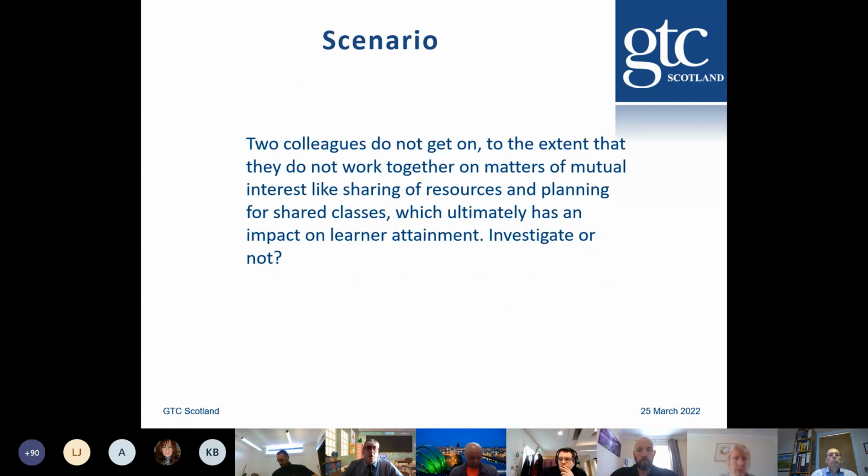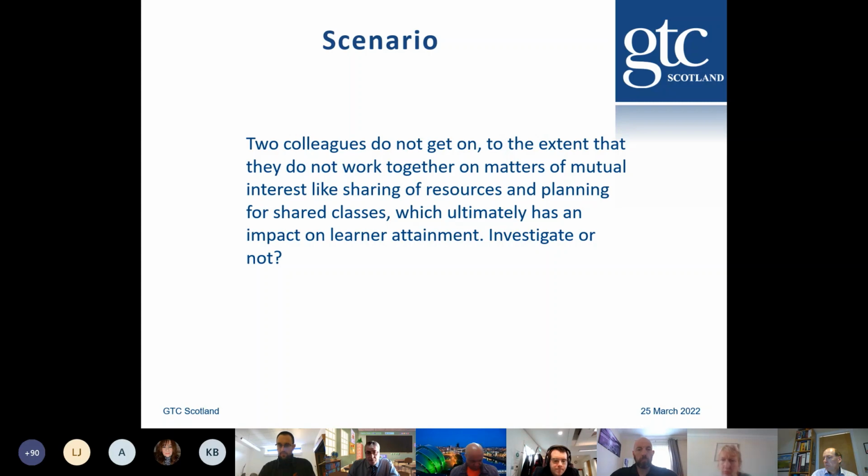Two colleagues do not get on to the extent that they do not work together on matters of mutual interest, like sharing of resources and planning for shared classes, which ultimately has an impact on learner attainment. Would we investigate that or not? What do you think? And again, yes or no, and reasons, if you can think of any reasons.